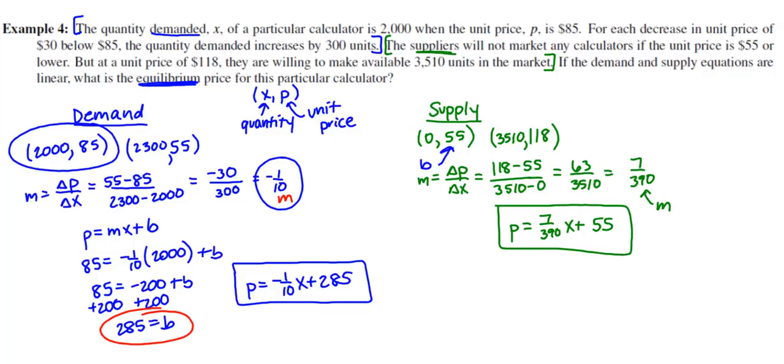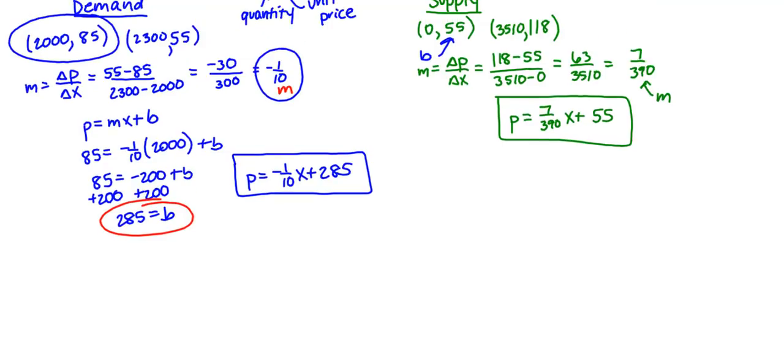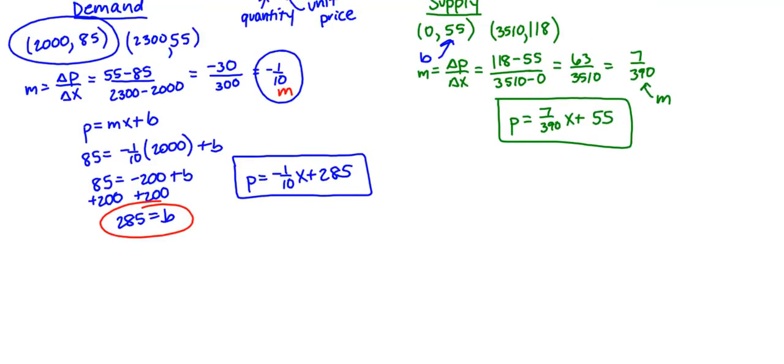Okay, so we have our demand curve, we have our supply curve. Now we need to find the point of intersection of these two lines. We can find the point of intersection either algebraically or by using the calculator. I'm going to go ahead and just let the calculator do the work for us. So I'm going to put the demand curve into y1. I'm going to put the supply curve into y2.